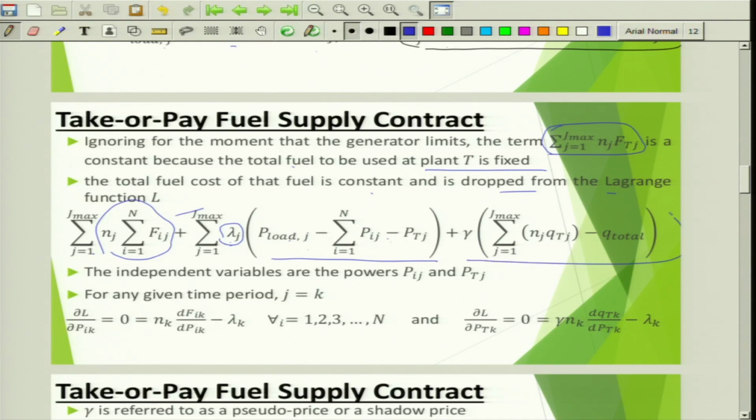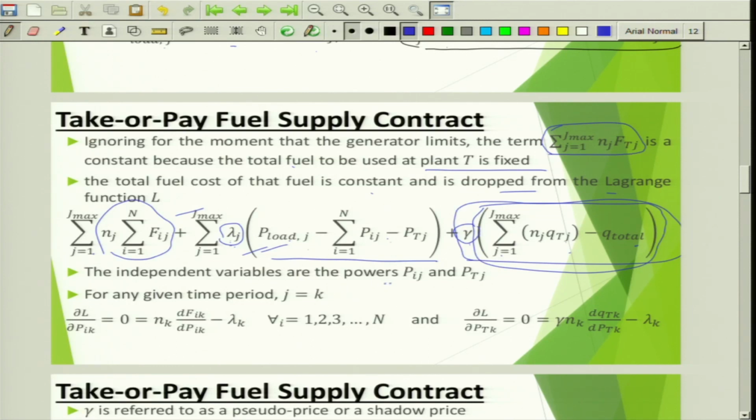Now there is a new constraint coming up, which is that the total amount of fuel consumed should not exceed the total consumption as per the agreement, putting together all the utilization in the entire time interval. So the sum over j equal to 1 to J max of Nj Qtj minus Q total, and this is taken care of by this gradient gamma. Now this constraint is met with respect to lambda j, and this constraint is taken care of by gamma. Now there are two variables, lambda and gamma.